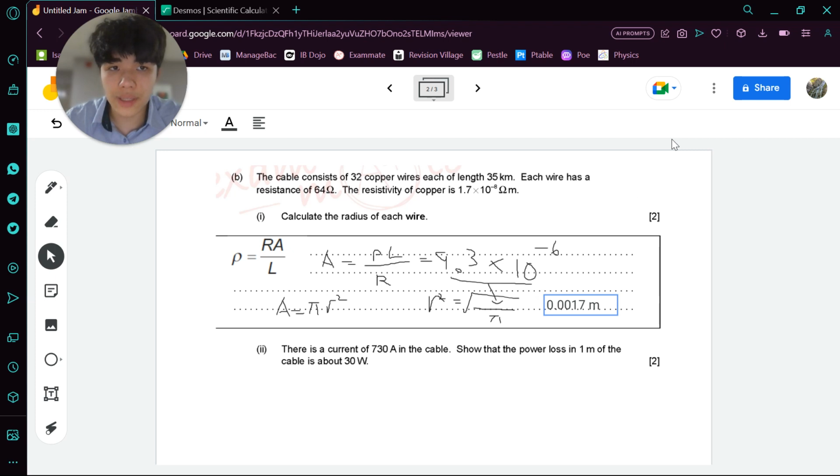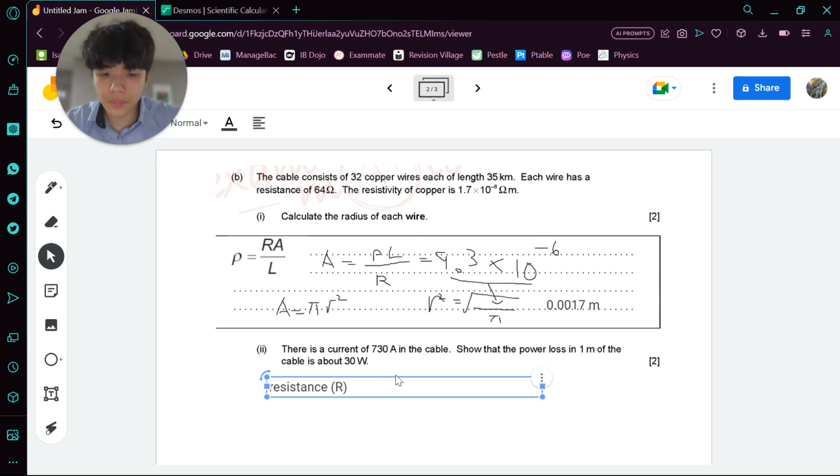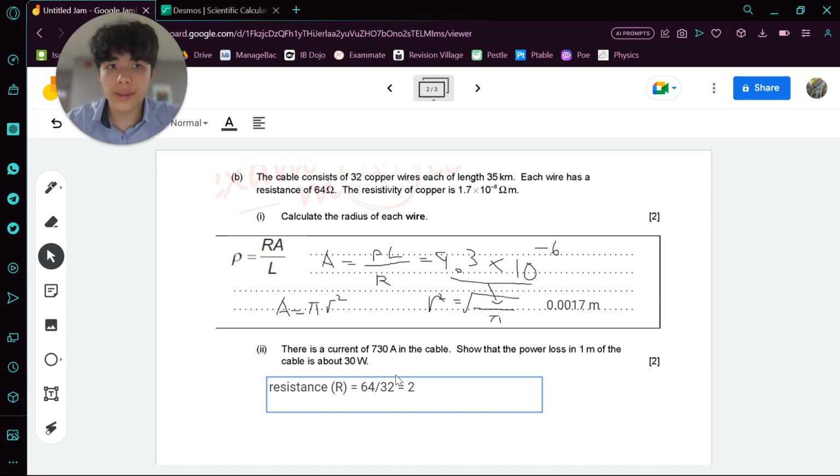And now there's a current of 730 amps in the cable. Show that the power loss in 1 meter of the cable is about 30 watts. So what we can do is, firstly, we find that the resistance of the cable is the resistance of copper wires divided by the number of copper wires. So resistance, or R in this case, is also equal to 64 divided by 32, which is equal to 2.